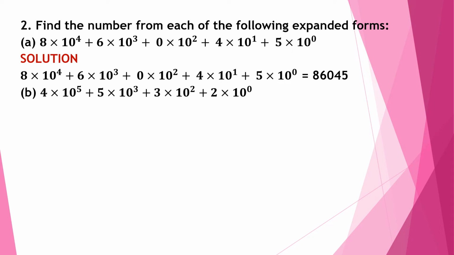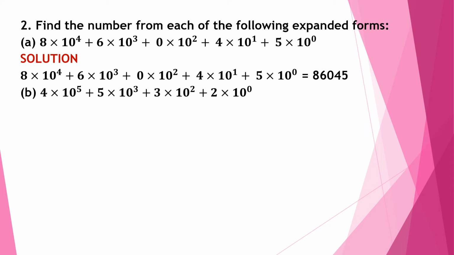Next one, 4 into 10 raised to 5 plus 5 into 10 cube plus 3 into 10 square plus 2 into 10 raised to 0. Here the highest power of 10 is 5. So the first digit of the number will be 4. Next power of 10 will come 4. But in the question the power of 10 as 4 is not given. So we can write the 0. Then after it is 10 raised to 3, so the next digit will be 5. After 3 the power of 10 will be 2, so the next digit is 3.